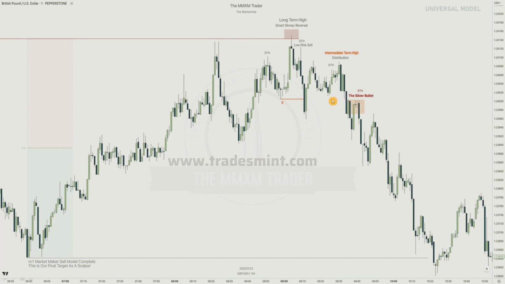Got that silver bullet formed, right? So we have that short-term high, a longer-term high, and a short-term high to the right of it, that low-risk sell. We break structure, and once again we have that short-term high here, an intermediate term high formed here, and then that silver bullet forms in that second stage of distribution. So there are multiple areas where you can get in, but this is the silver bullet area.